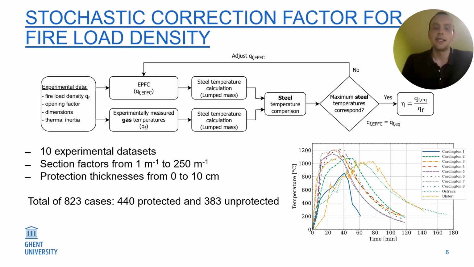We were initially aiming to have the same number of protected and unprotected cases, but we had to disregard some data for the unprotected ones because we had very high temperatures exceeding 1200 degrees Celsius for the steel temperature, which would mean that the structural relevance would be very low. So that's why we decided to exclude those.